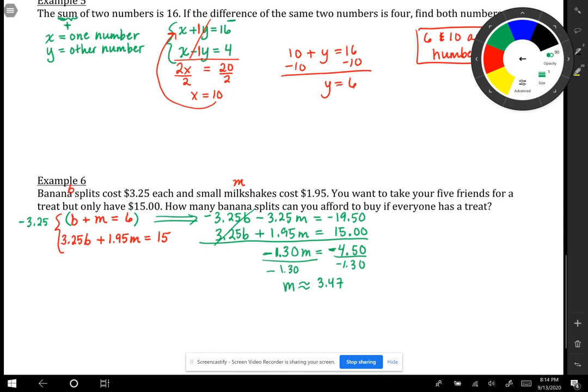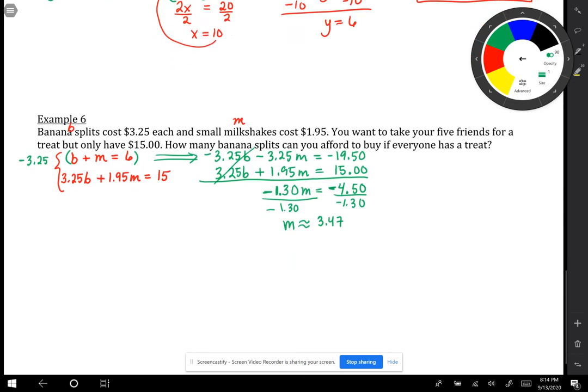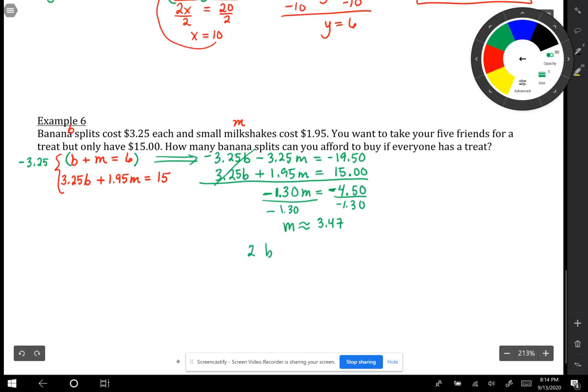So let's look at the question. How many banana splits can you afford to buy if everyone has a treat? So you can only afford 2 banana splits because of the 3.47 milkshakes. So you can get 4 milkshakes and 2 banana splits, but you can't get 3 banana splits. You will not have enough treats for everybody. And you can go back and check to see if it works, and it does end up working.